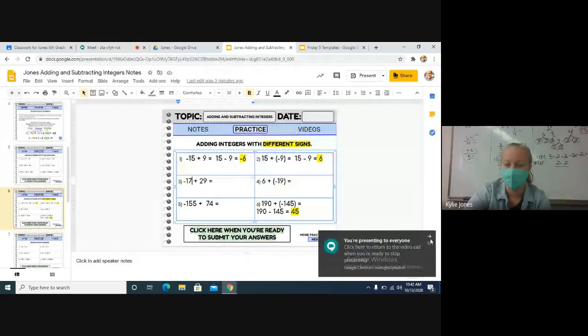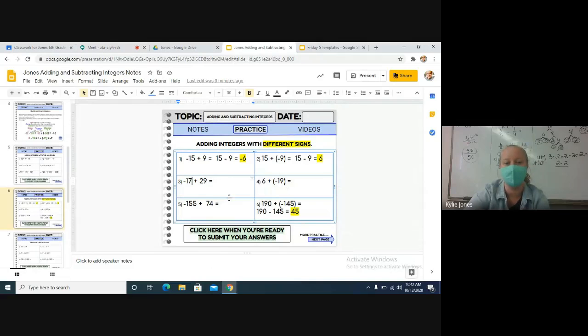Alrighty, let's go ahead and look at these ones. Number 3 here, we have negative 17 plus 29. First thing we need to do is decide, ignore the signs, which one's greater, 17 or 29? 29, good. We're going to subtract the other one, 17. What is 29 minus 17? So subtracting, 29 minus 17 is 12. There we go.